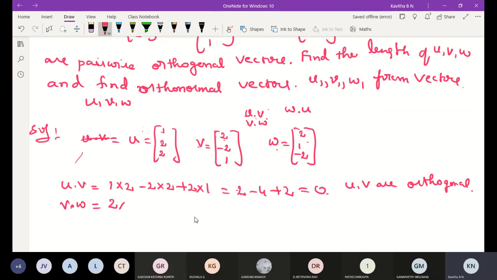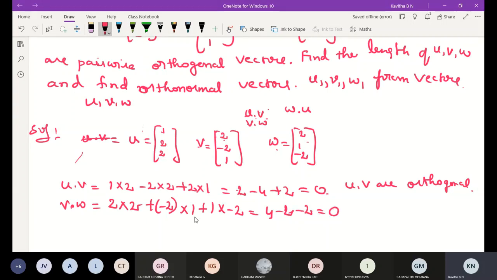Okay, 2 into 2 plus minus 2 into 1 plus 1 into minus 2. What will happen here? 2 into 2 is 4. Minus 2 into 1 is minus 2 and minus 2 into 1 is minus 2. This is 0.